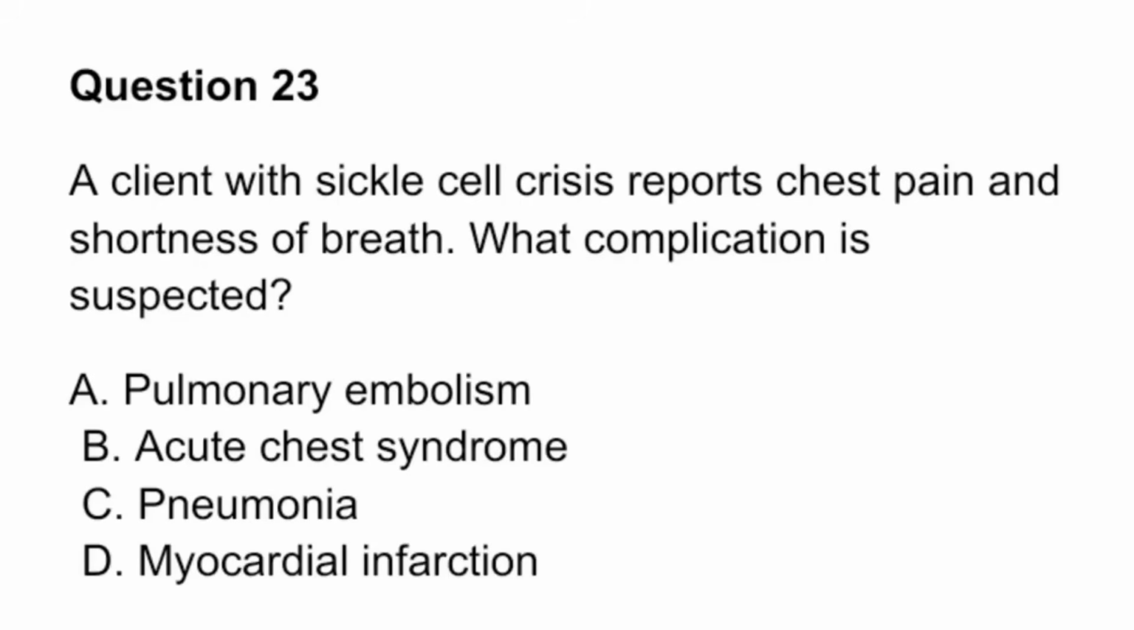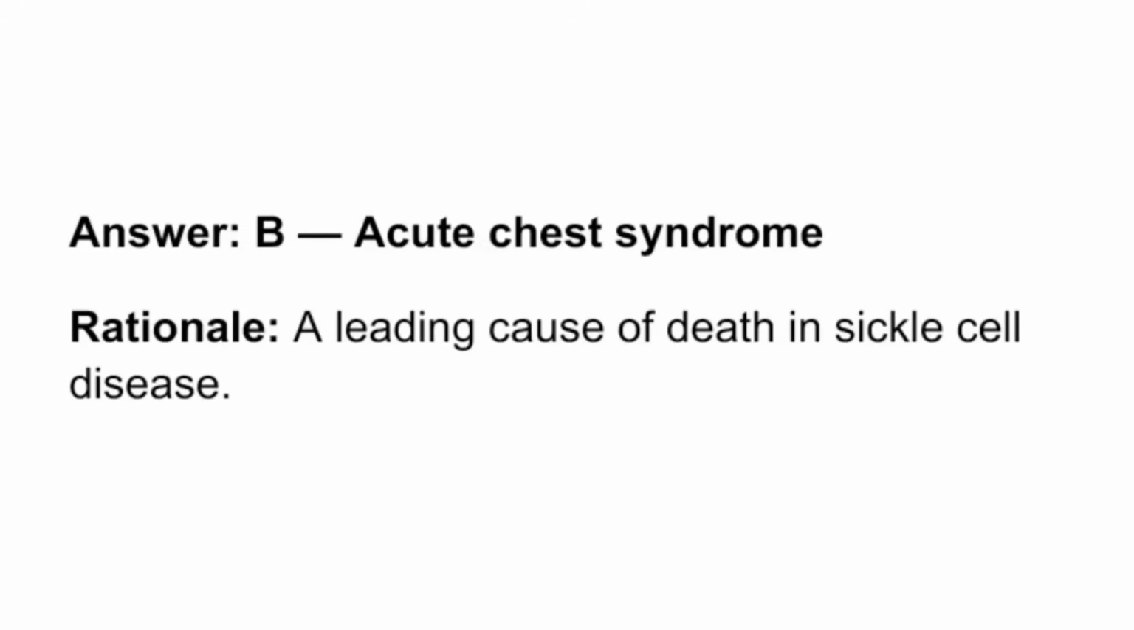Question 23. A client with sickle cell crisis reports chest pain and shortness of breath. What complication is suspected? A. Pulmonary embolism. B. Acute chest syndrome. C. Pneumonia. D. Myocardial infarction. Answer B. Acute chest syndrome. Rationale: a leading cause of death in sickle cell disease.